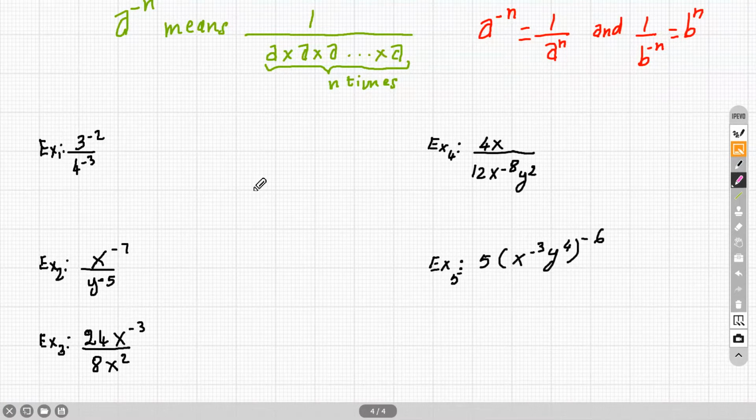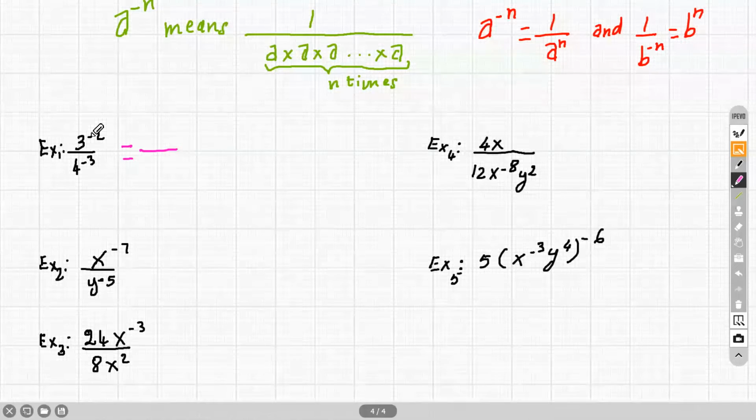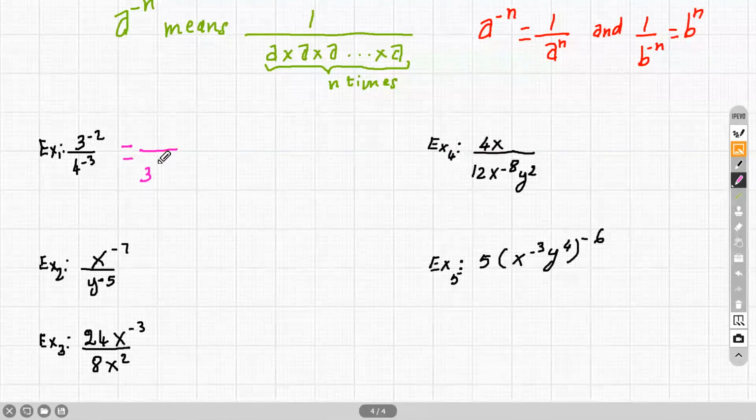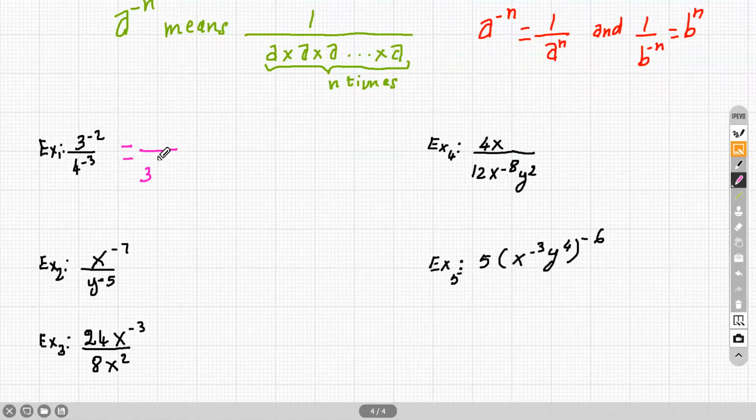Now, example number 1. We have 3 to the negative 2 over 4 to the negative 3. Following this rule, we want to get rid of the negative exponents. To get rid of this negative 2, I will move this exponent to the denominator, and the sign will change to the opposite. Now it will become 3 to the power of positive 2, or 3 squared.